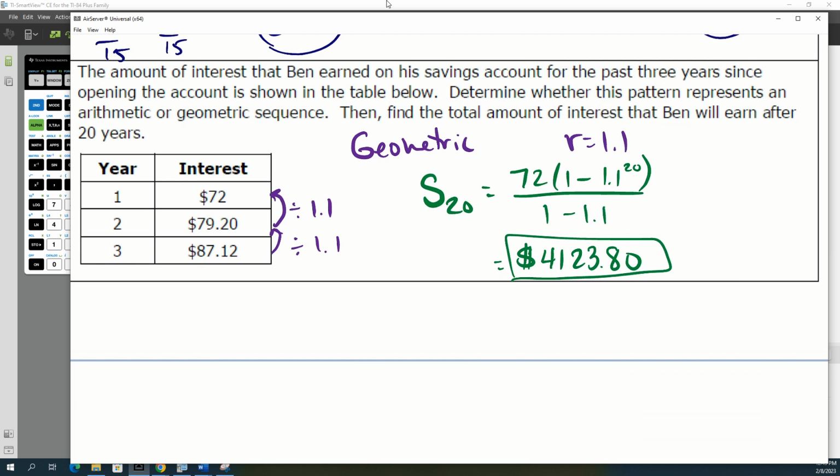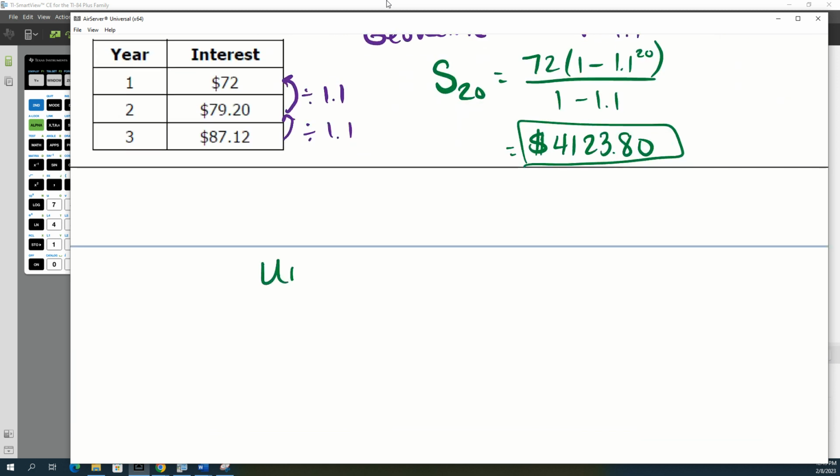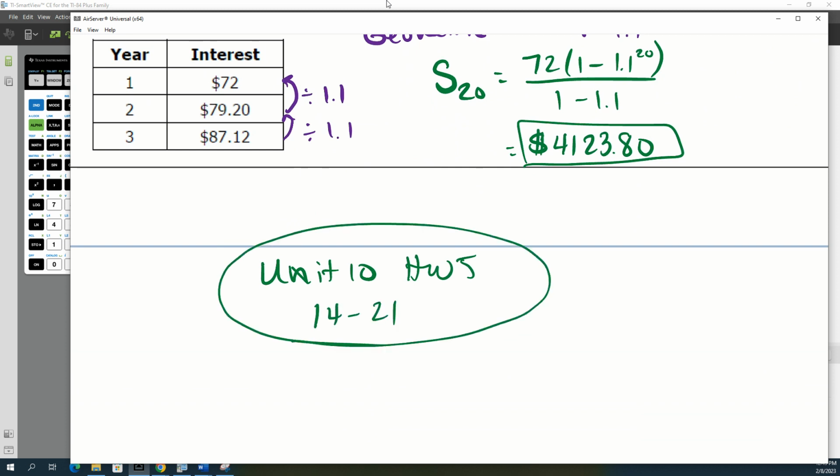All right, so yesterday you guys had some problems to do on this Unit 10 Homework 5. So today is just the back. It's 8 problems on the back, 14 through 21. And this is the last lesson. This is the last lesson in sequences and series. So tomorrow we're going to do a review, and then we're going to have a test on Friday.